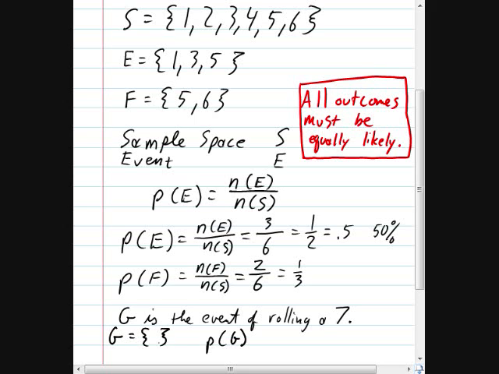Well, none of the outcomes represent rolling a 7, so G would be an empty set. The probability that G occurs is the number of elements in the set G divided by the number of elements in the sample space. Since G is the empty set, it contains no elements out of the 6 elements. So the probability of rolling a 7 is 0, which makes sense. It's impossible to roll a 7 on a 6-sided die.